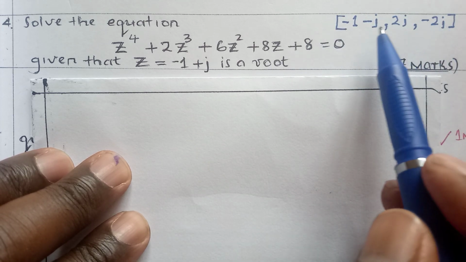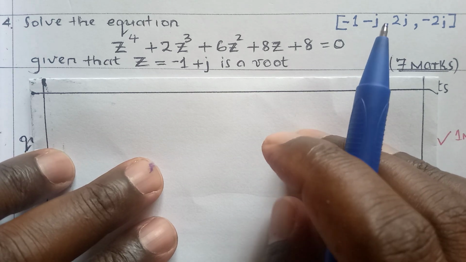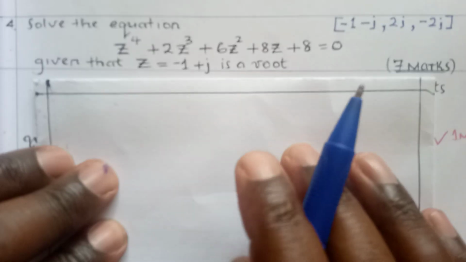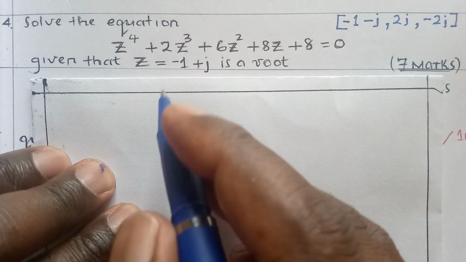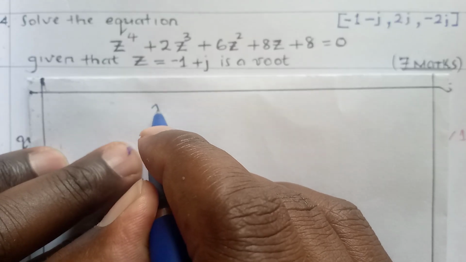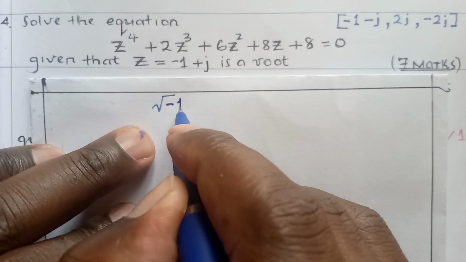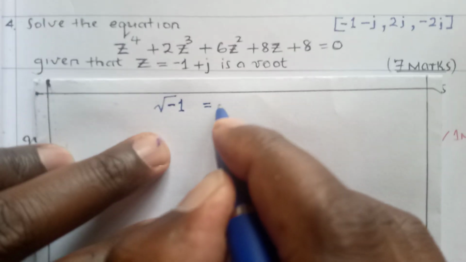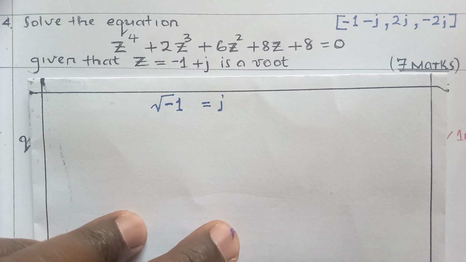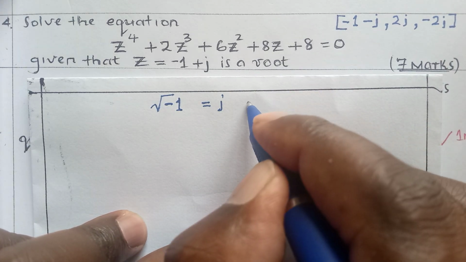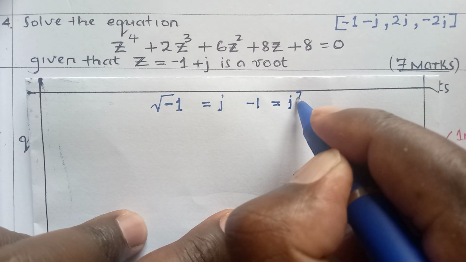Now our expected answers are here, guys. But before we do that question, I have two things I would have to tell you. The first thing is that if you have the square root of negative 1, this is given by j according to complex numbers. So now if you square both sides, you'll have negative 1 is equal to j squared.